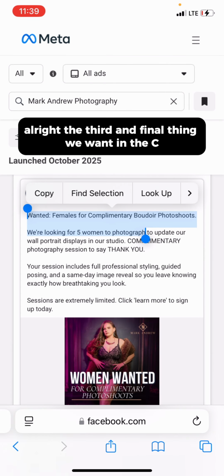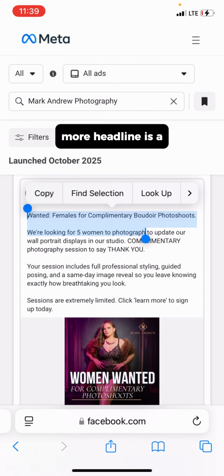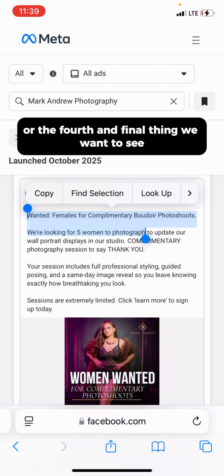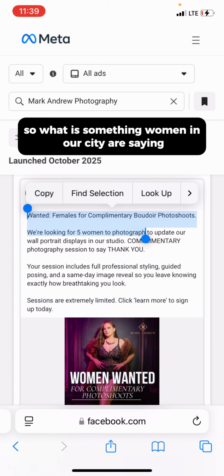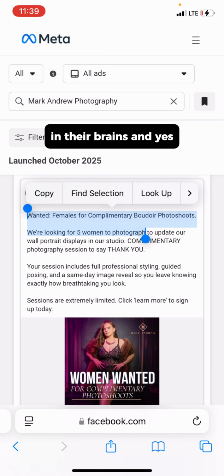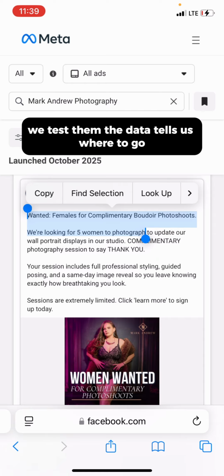All right, the fourth and final thing we want in the See More headline is a hesitation or roadblock. So what is something women in our city are saying in their brains? And yes, all these specific attributes, yeah, we test them. The data tells us where to go. The data tells us what is most relevant.